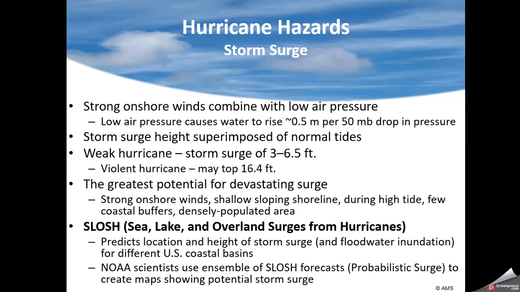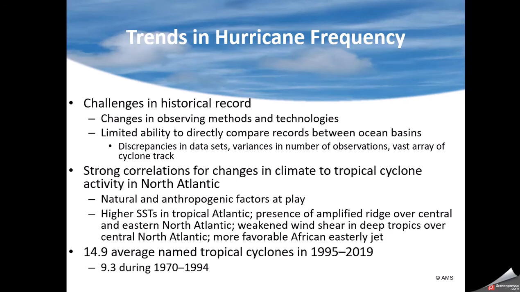And we have a prediction model called SLOSH, Sea, Lake, and Overland Surge from Hurricanes. That does a pretty good job of giving us an estimate of how much storm surge there is going to be when we have the winds pretty close.